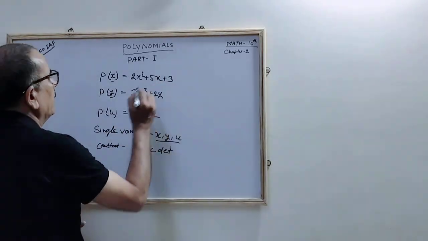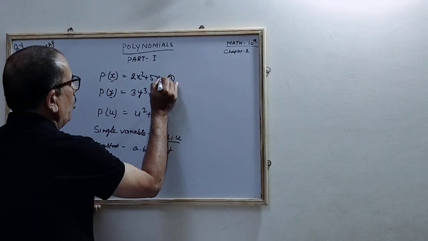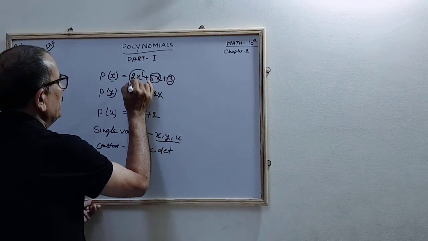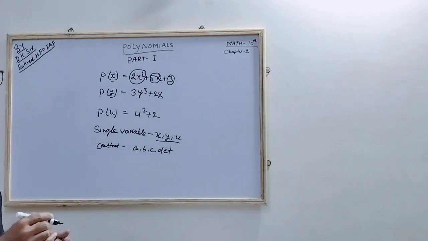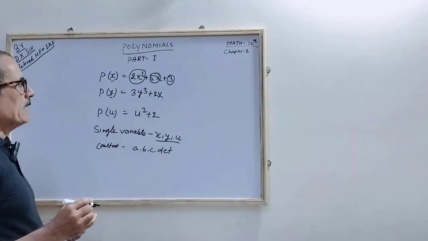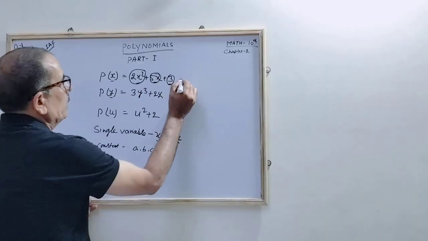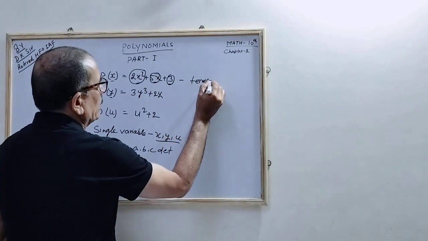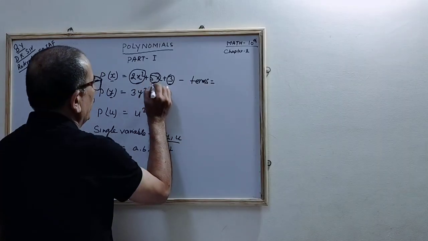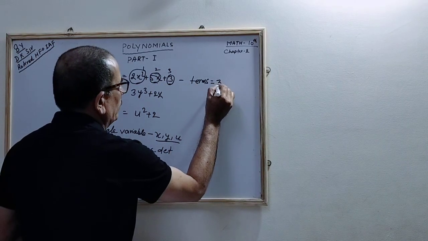What you find here are called the terms. Correct? So here there are 3 terms. Any algebraic expression, if it is added or subtracted, these parts are said to be the terms. So here the terms are 1, 2 and 3. Total number of terms is 3.